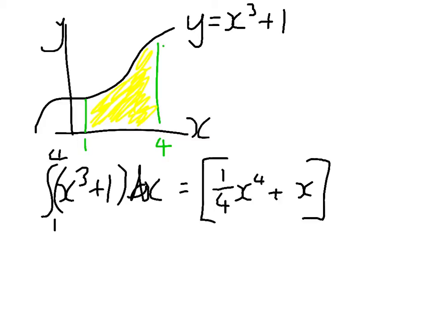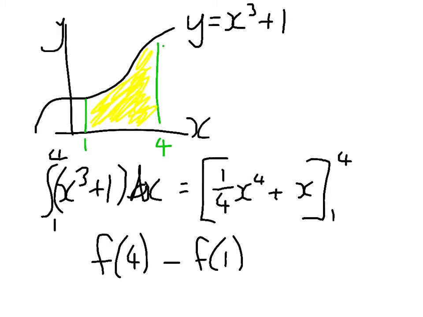So we're going to do this, go between 4 and 1. And what we would do is we would work that out for 4, so we'd do a quarter, 4 to the power of 4, plus 4, here. And for now we'll call it f of 4 for argument's sake. And then we'd be taking away f of 1.